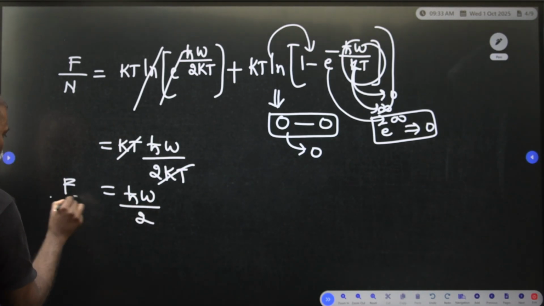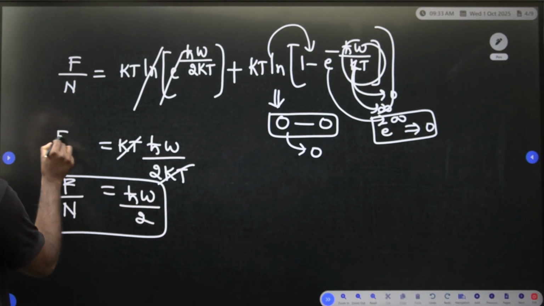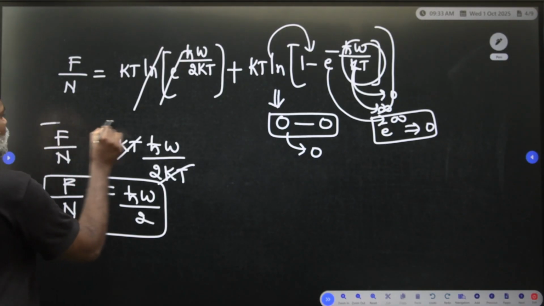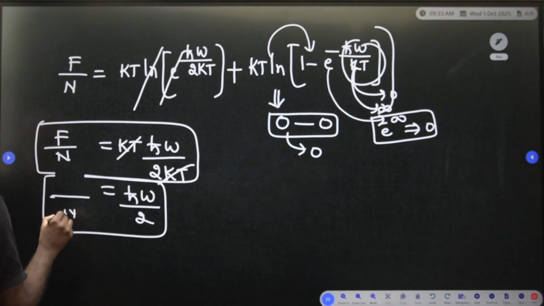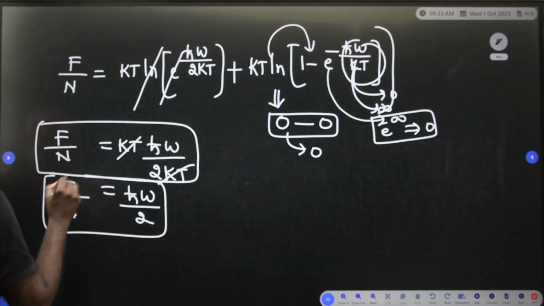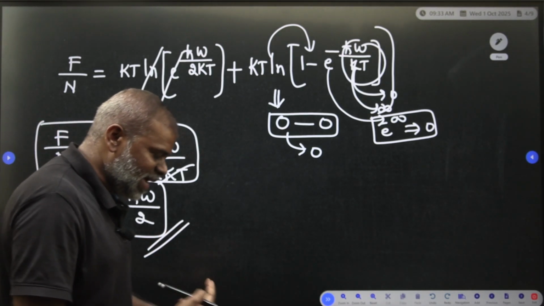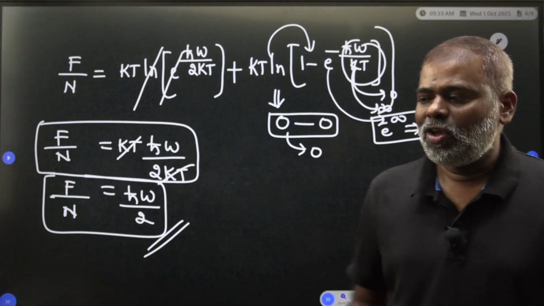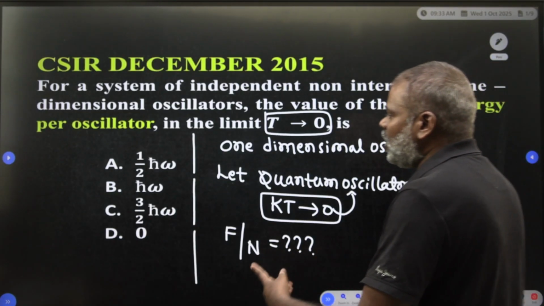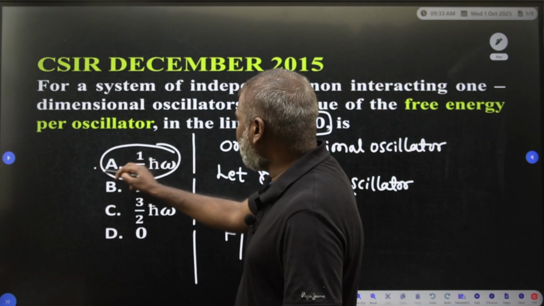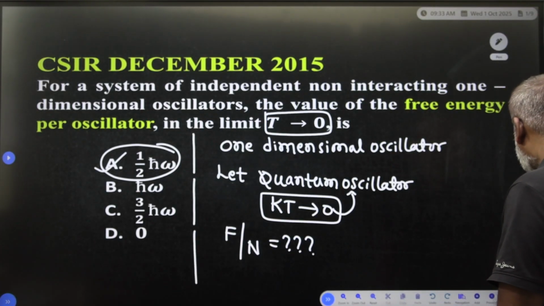So, the free energy per particle, F by N, is equal to h cut omega divided by 2. This is what you are going to get. What is your answer? Your answer is 1 by 2 h cut omega. So, like this you have to do in your competitive examination.